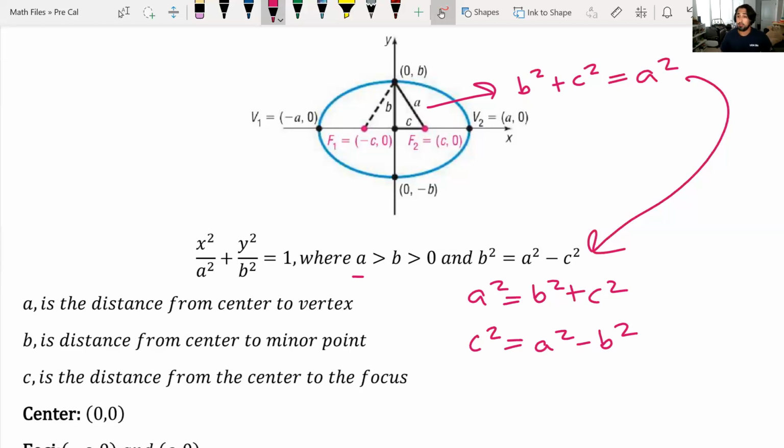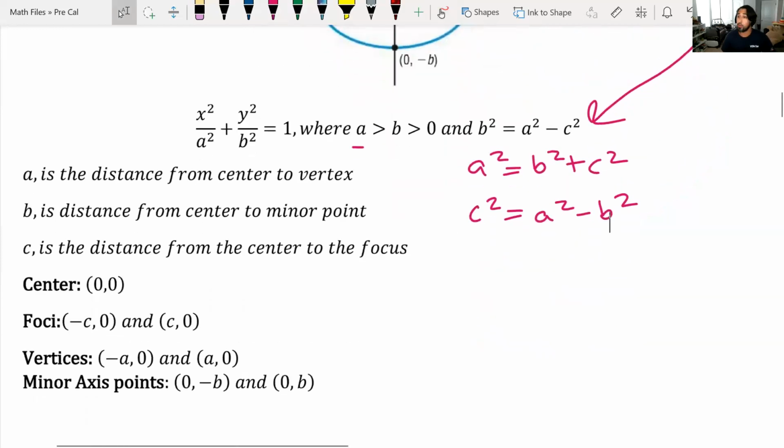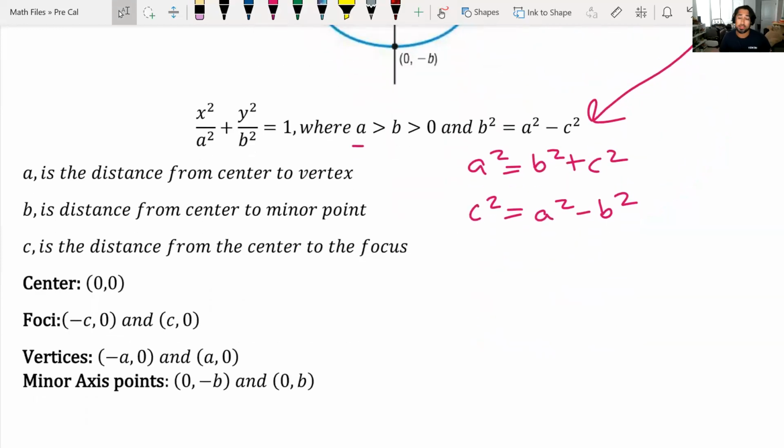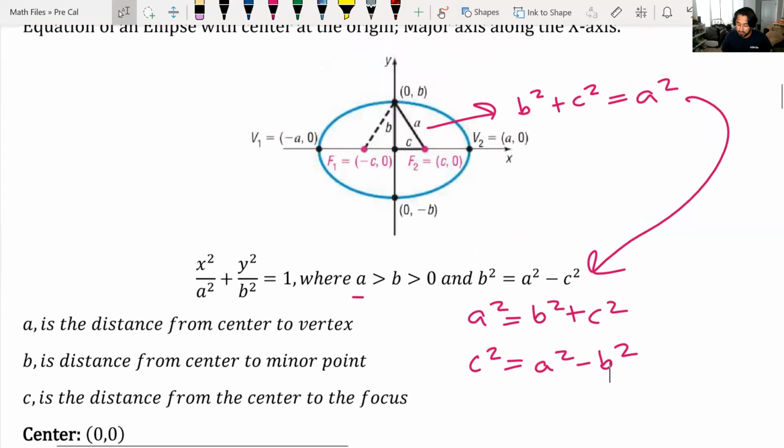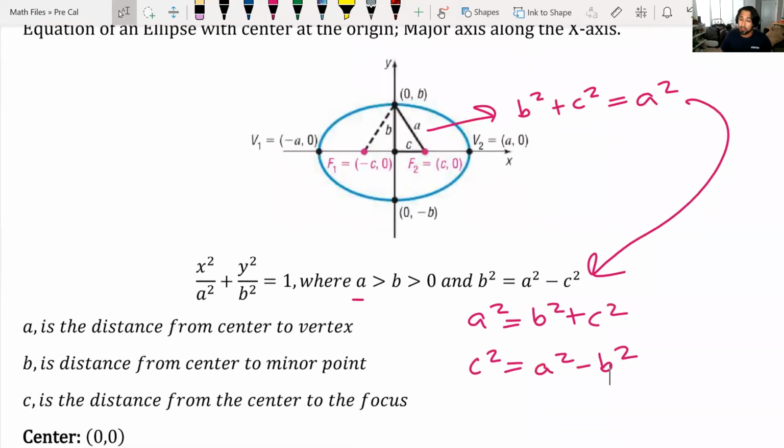Okay, excellent. We have those down. So now let's look at the points given by an ellipse with its center at 0, 0, and the major axis being the x-axis. Of course, the center is 0, 0. The foci will be negative c, 0 and positive c, 0, vertices negative a, 0 and a, 0, and minor points 0, negative b and 0, b. And of course, that is all given by the ellipse pictured above. So we're just getting all the information off of it and putting it down, getting all the pieces.